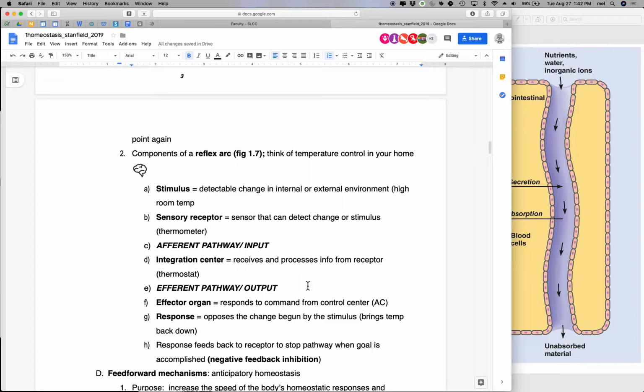So anyway, the stimulus is the detectable change in the internal or external environment, the high room temperature. But now we have to have something that can detect that variable, okay? In you, it's called a sensory receptor for whatever the variable is. In your home, do you have any idea what can detect a change in temperature? It's the portion of the thermostat. It's not the whole thermostat. It's the measuring portion, the thermometer portion of the thermostat, right? And that just measures what is, right? So you set it at 72, it says it's 76, because your kids left the door open. But you haven't corrected anything yet, have you? So that's the sensory receptor.